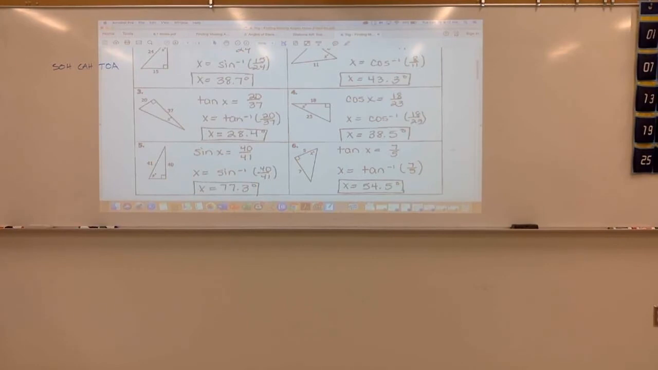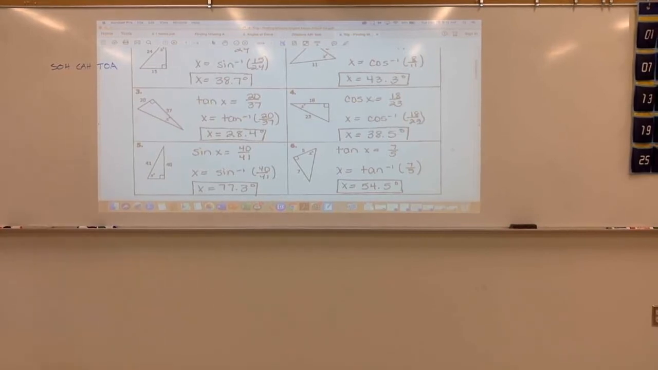Not harder, just maybe a little longer. In the next couple, we're going to solve for all the missing sides and angles. So it's just maybe for one problem doing this type of thing a couple of times. So any questions on these ones?